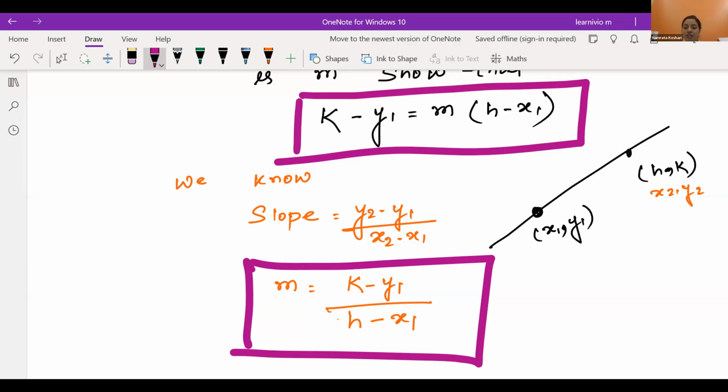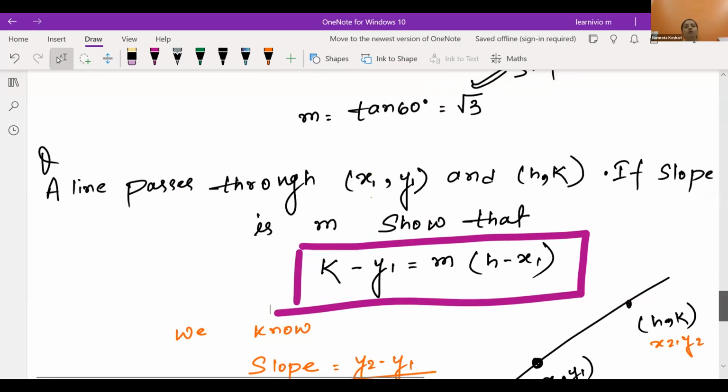Initially, when you see the question and keep on thinking what to do, what to do, you will not get what exactly to do, because here, what is written? A line passes through these two. If the slope is m, show that this. So if the slope is m, you should get the hint that maybe you need to find the slope. Maybe slope will help you. Making sense? Yes, ma'am.